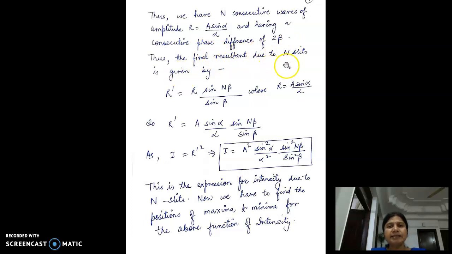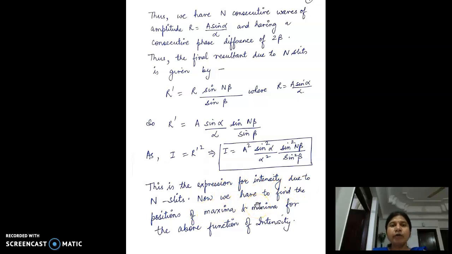Thus, the final resultant due to n slits is given by r dash, which is equal to r times sine n beta by sine beta, where r is A sine alpha by alpha. This gives r dash equal to A sine alpha by alpha times sine n beta by sine beta. Thus, the intensity, which is the square of r dash, is equal to A squared sine squared alpha by alpha squared times sine squared n beta divided by sine squared beta. This is the expression of intensity due to n slits.